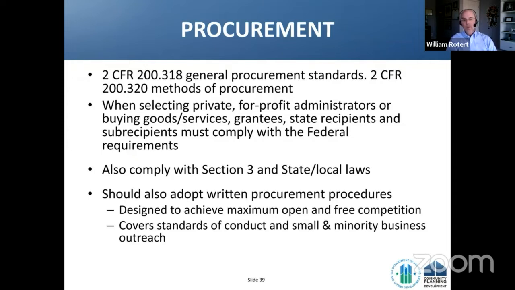When you're dealing with procurement, you must also be mindful of some related requirements, including Section 3, which I like to refer to as project area hiring.